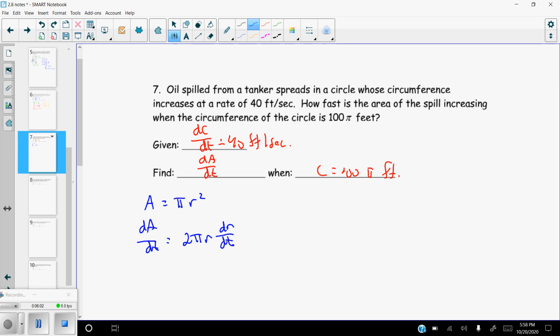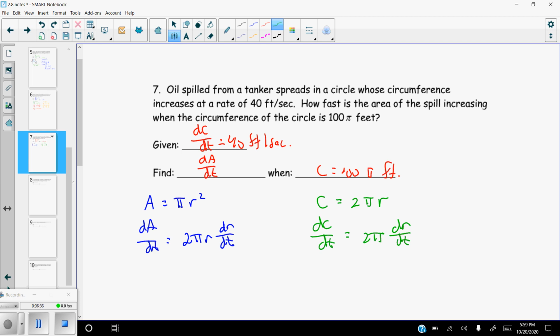Well, they didn't actually give us the radius. They didn't give us how the radius is changing. That's not helpful. But what they did give us was something about how the circumference is changing. Well, I do know something about the circumference of a circle. I know that the circumference of a circle is 2 pi r. So now if I were to take the derivative of that to get dC dt, that's good because I have that information. The derivative of the right side is just going to be 2 pi times dr over dt.